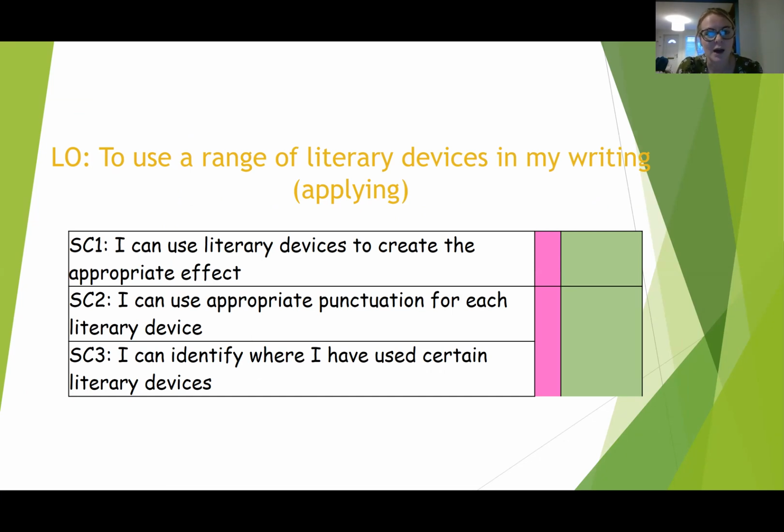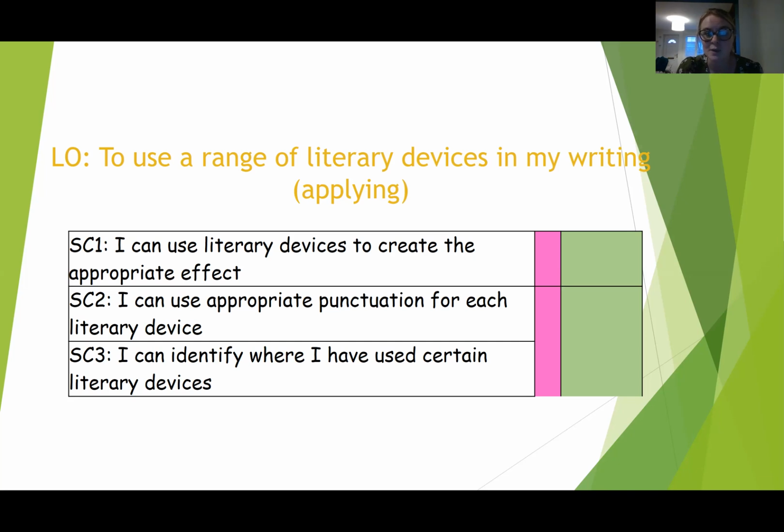So our success criteria are, first one, that we can use literary devices to create the appropriate effect. So that means we don't just use commas in a list any old place in our writing. We only do it when it's right to do so and it makes sense. And we would only use an expanded noun phrase, for example, when it's right to do so and it makes sense to describe that thing a bit more.